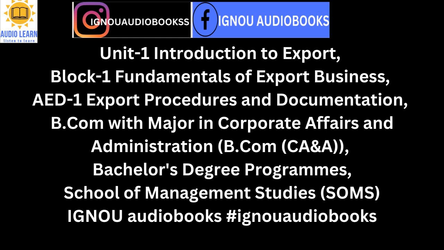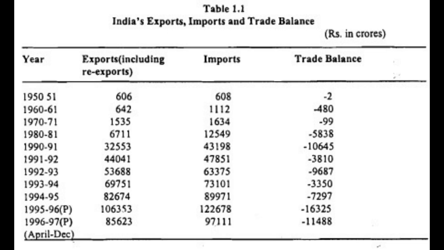1.4 Importance of exports in India. Look at Table 1.1 for clear understanding of India's exports, imports, and trade balance. The table shows that India's trade balance was 2 crores during 1950 to 51, and it has gone up to Rs. 16,325 crores during 1995 to 96. The trade deficit has been gradually increasing. Table 1.1 India's exports, imports, and trade balance. Look at the screen for table content.